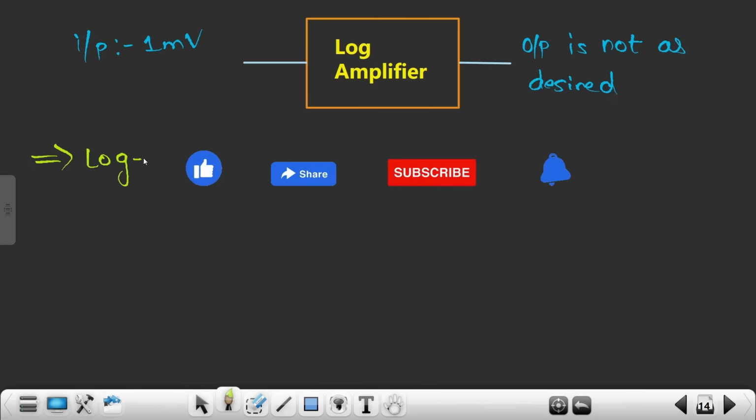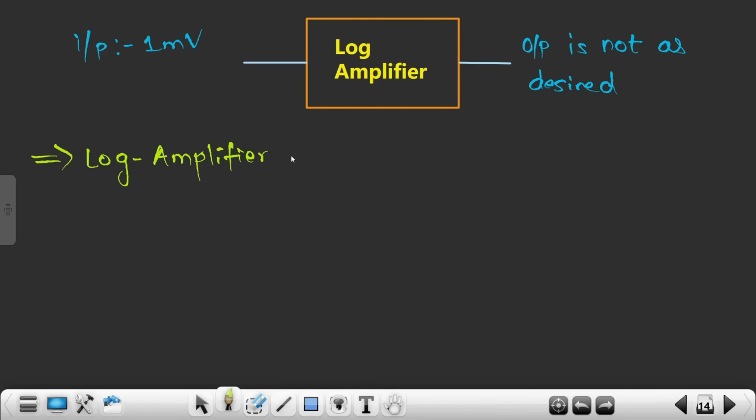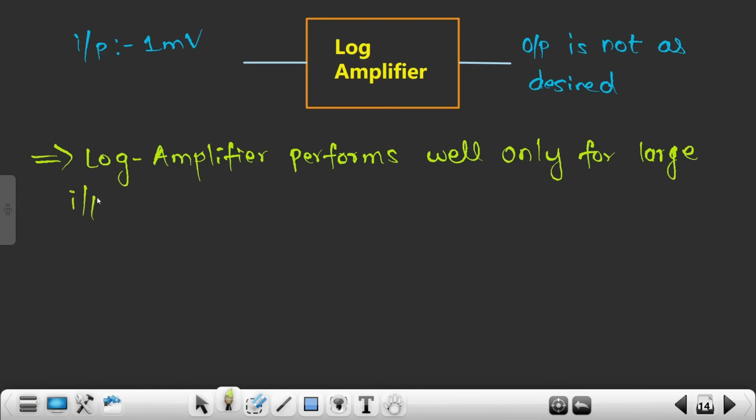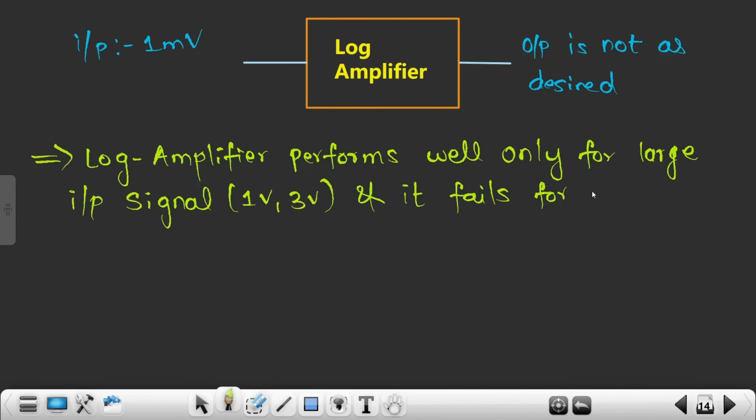Log amplifier performs well only for large signal, I mean to say large input signal. And when I say that I'm giving large input signal, that doesn't mean that I'm giving 100 volts, 1000 volts. No, I'm just talking about 1 volt or maybe 3 volts, something like this. So this kind of signal, maybe up till 5 volts. And it fails. It means logarithmic amplifier fails for small signals.